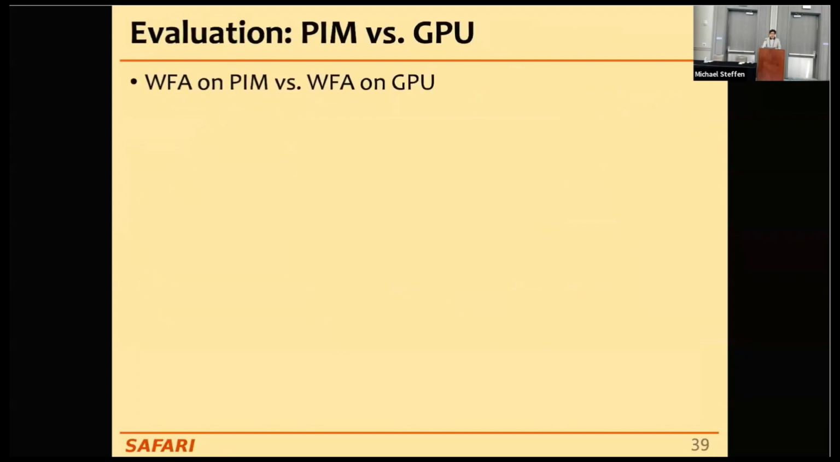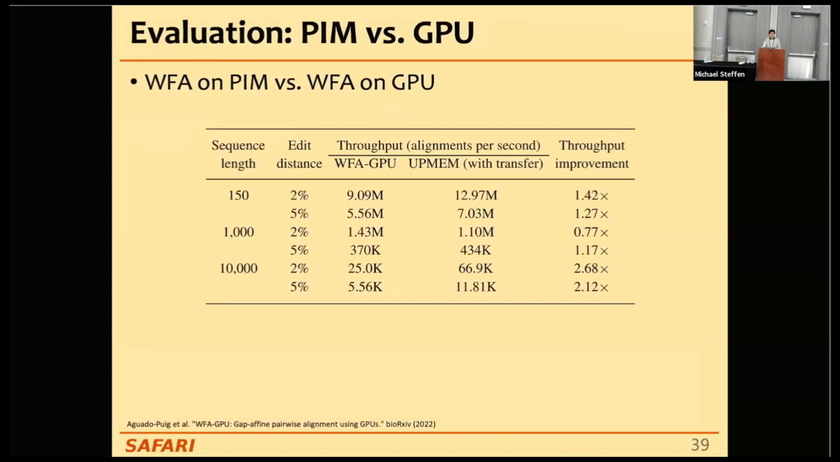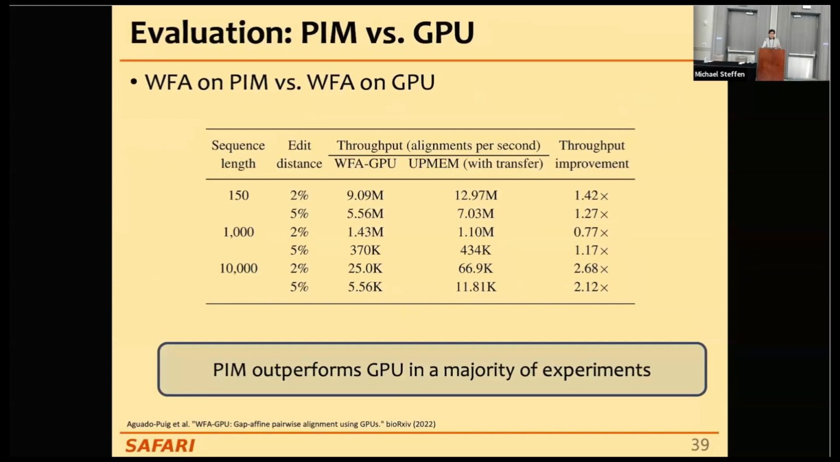And now for some comparison to GPU, because there are also GPU implementations of these algorithms. We focus here on the comparison to WFA on GPU. Here you can see some summary results. This table is coming from our paper. What we see is that in the majority of the experiments, the PIM system outperforms the GPU. It's not in all cases, but in some cases we can see more than 2.6 times speedup.